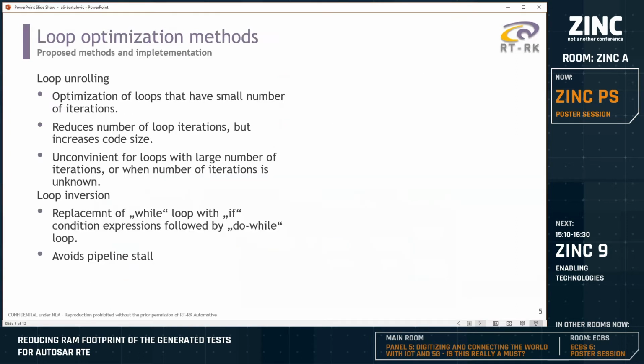So the proposed methods in this paper are based on loops, variables, structures, and arrays. Loop optimization methods used are loop unrolling and loop inversion. Loop unrolling optimizes loops with a small number of iterations, so it reduces the total number of loop iterations, but in general increases the total code size of the program. Loop inversion replaces while loops with an if conditional expression, followed by do while loops, and it avoids pipeline stall.